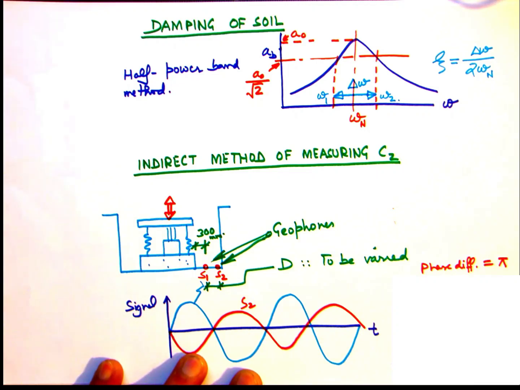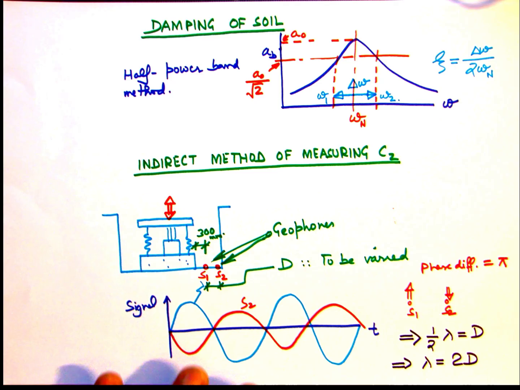That means if one of the geophones is just about to undergo the displacement in the upward direction, the other one is about to move downwards. If this is achieved, that means the separation between the two geophones is exactly half of the wavelength. Hence, wavelength can be obtained as 2 times the distance d separating the two geophones. So once we have this wavelength, then all the calculations become very easy for us.